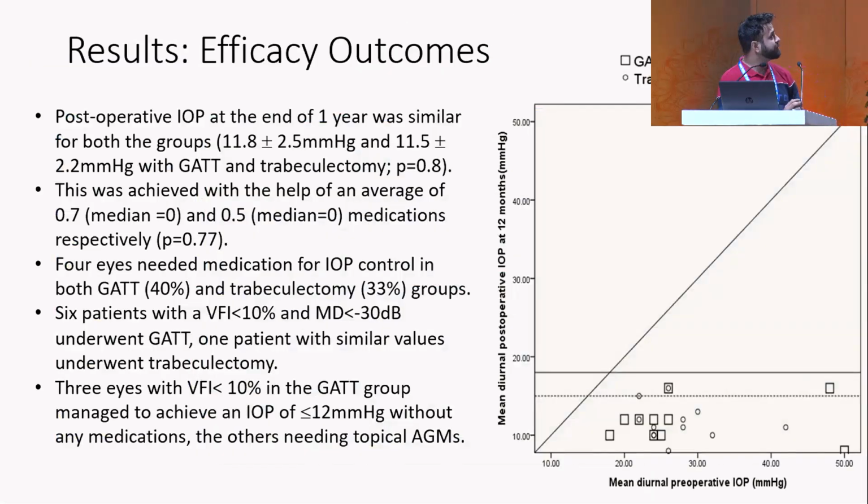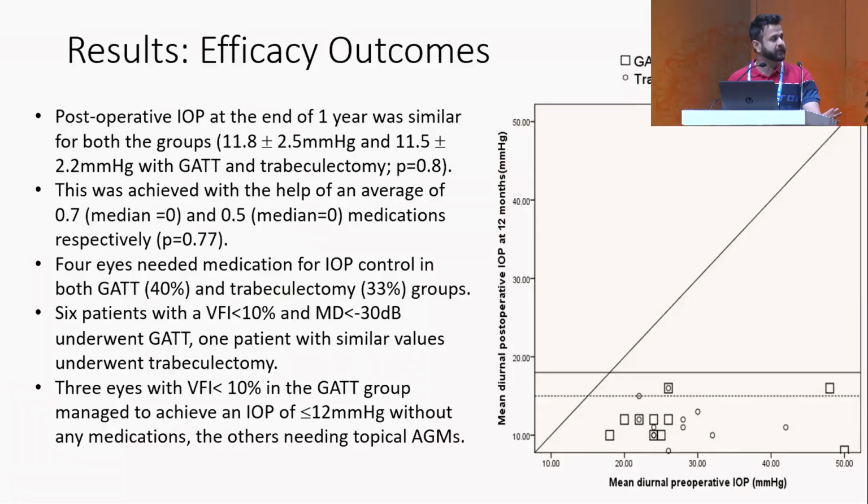So at the end of 1 year, we noted that the postoperative IOP was similar in both the groups, and both the groups displayed a similar IOP reduction. This was achieved with the help of 0.7 and 0.5 medications in the GAT and TRAB groups respectively.